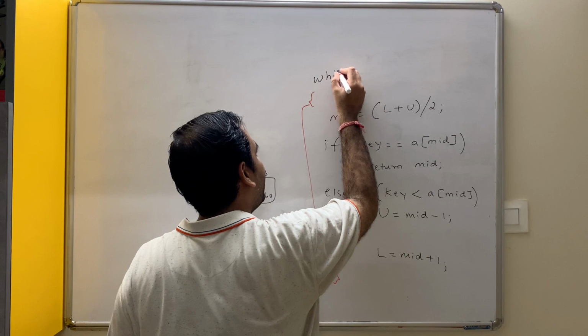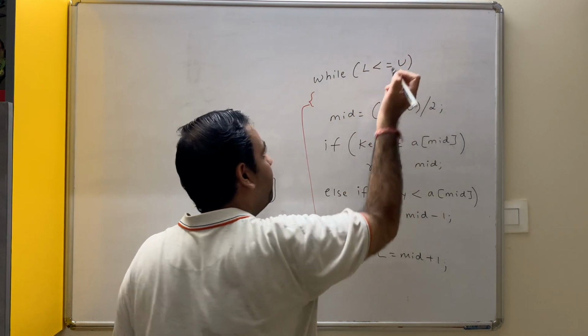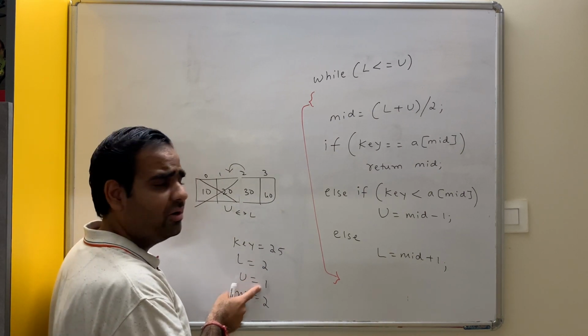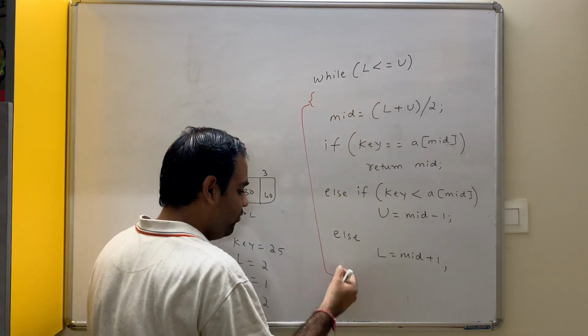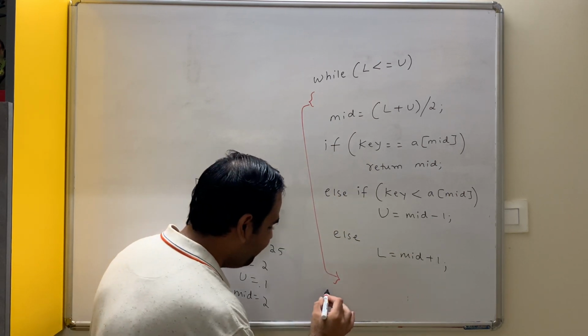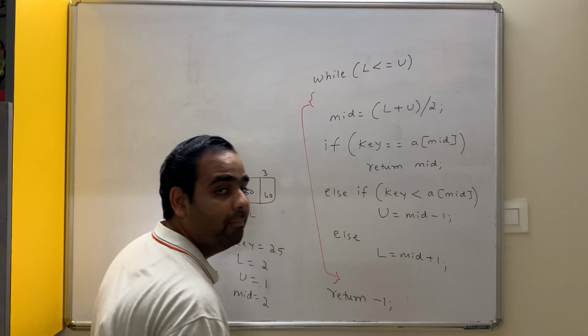I say while lower limit is less than or equal to upper limit. Now, what is the value of lower limit? 2. What is the value of upper limit? 1. 2 less than or equal to 1 is false. You come out, that means the element is not found. And if the element is not found, what shall I return? I shall return minus 1.